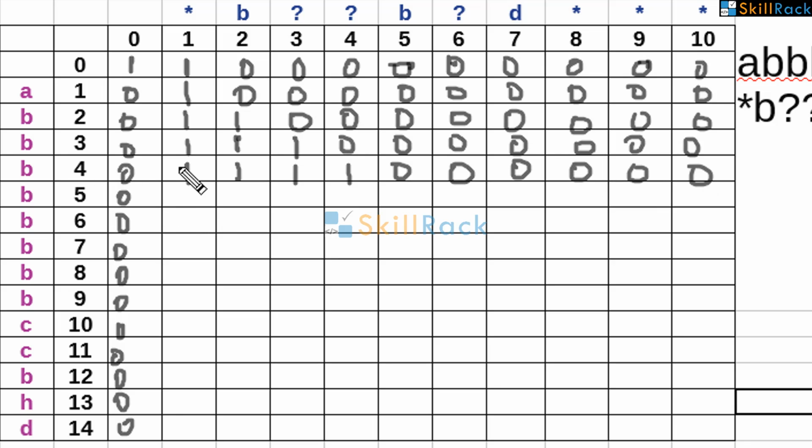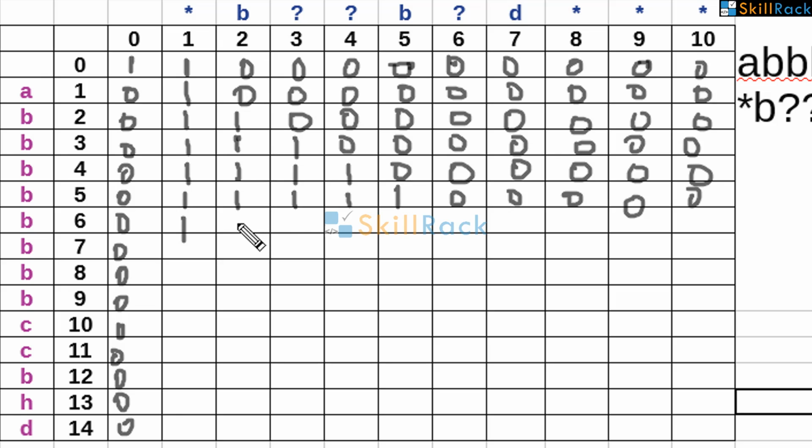So now B asterisk, it can match and the top is 1. So it is 1. Now B and B, it can match and the top left is 1. That is the previous is 1. So it is 1. Question mark, it can match and the previous is 1. Question mark, it can match and the previous is 1. B, it matches and the previous is 1. So this is 1. Question mark, it can match but the previous is 0. So it is 0. D and B don't match. So asterisk, top left both are zeros. So it's same case.